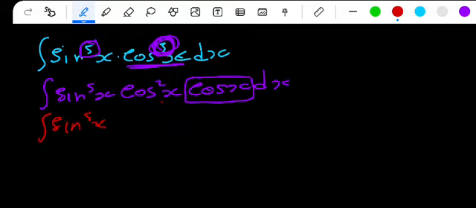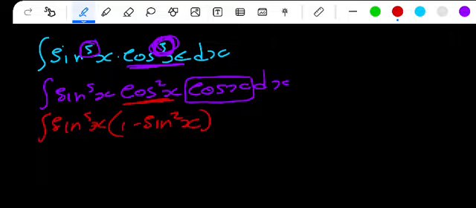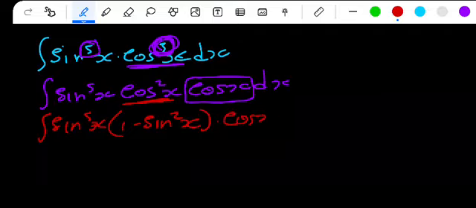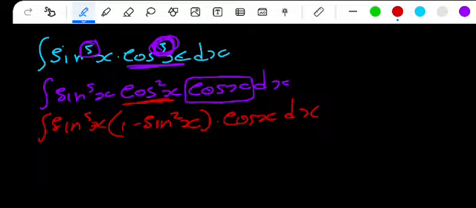We still have sine 5x. But now this cos squared, you see the identity, it's the same as what? Using our identity, the same as 1 minus sine squared x, isn't it? Multiplied by cos x dx. Remember this from your trigonometric identity: sine squared plus cos squared gives us 1. Still remember that. All right.